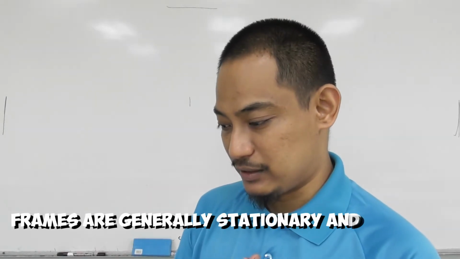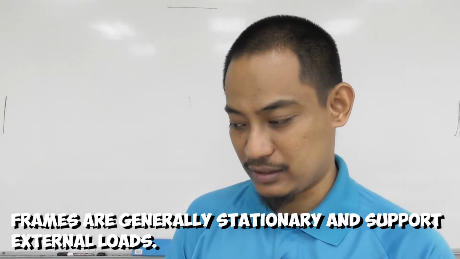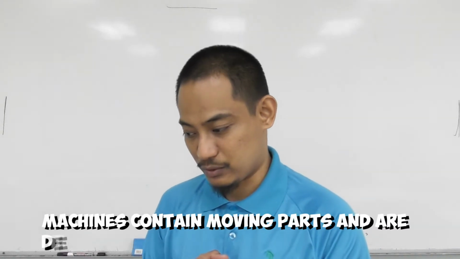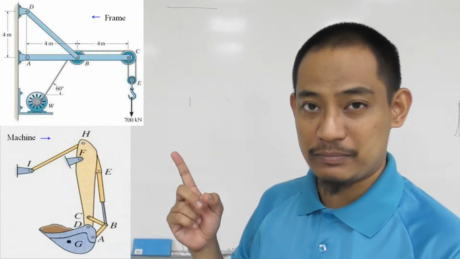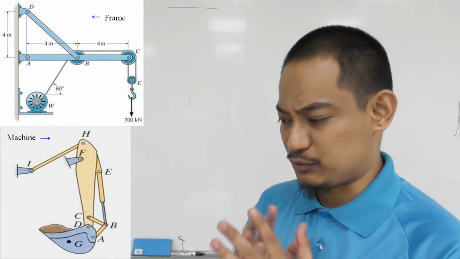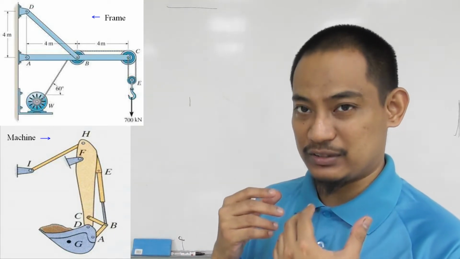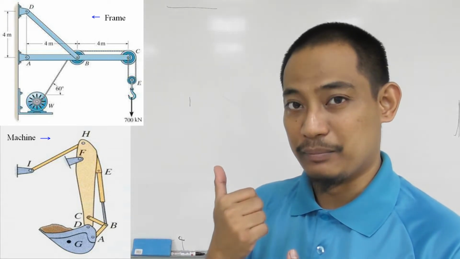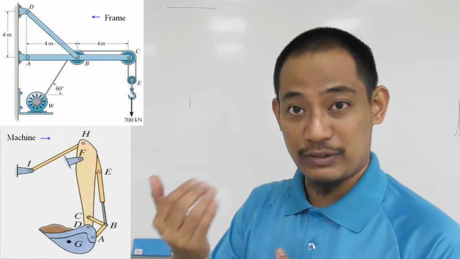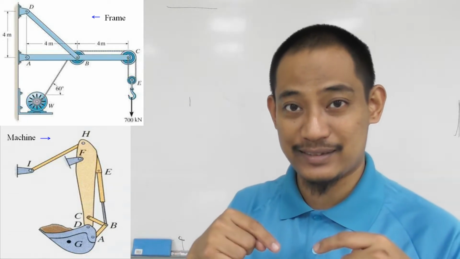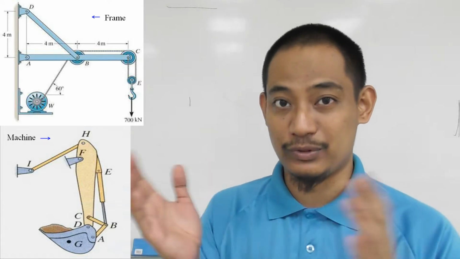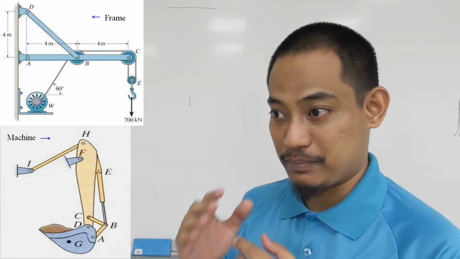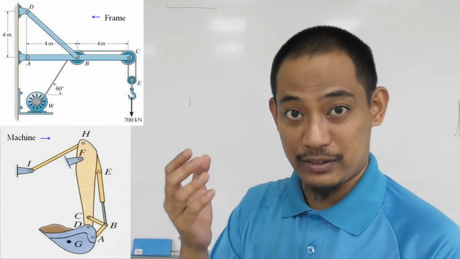And what is the difference between a frame and a machine then? Frames are generally stationary and support external loads, while machines contain moving parts, right? So we will show you examples of frames and machines, and as you can see from our own experience, the machine is something that is designed to have moving parts, right? Even though in our subject in statics they are not moving because it's still statics. Hopefully in dynamics it will be moving, right? But in statics it's not moving yet, but the structure itself is designed to have moving parts.